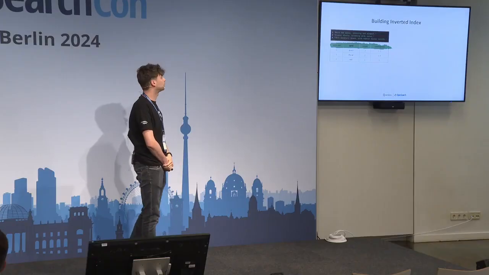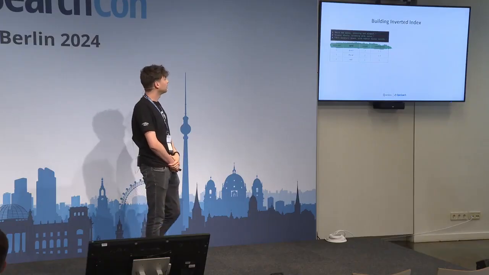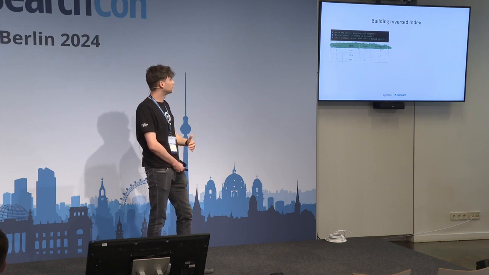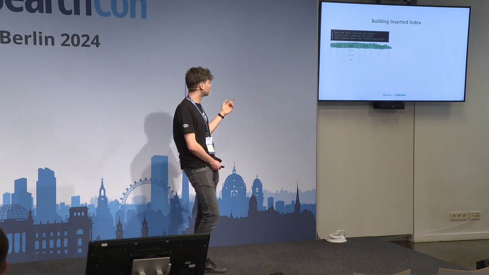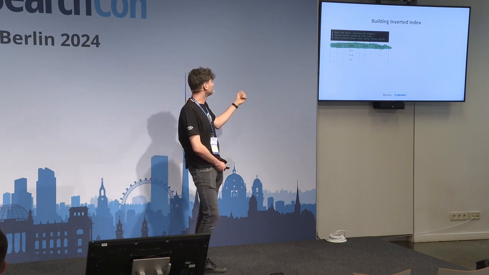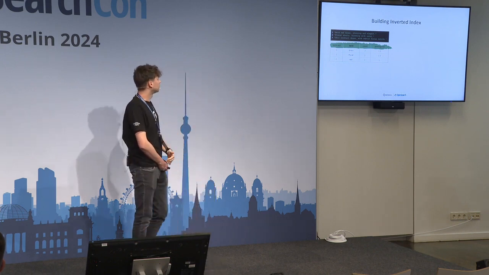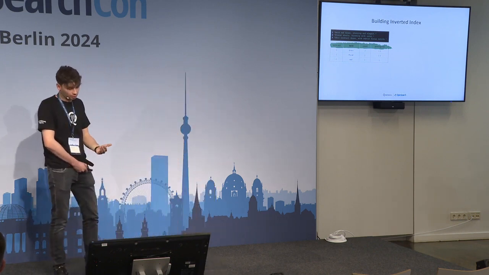Postings lists are just lists of IDs of the documents in which a specific term has appeared. So in this case, we have the term floral, and in documents 2 and 3, there's clearly the word or term floral.